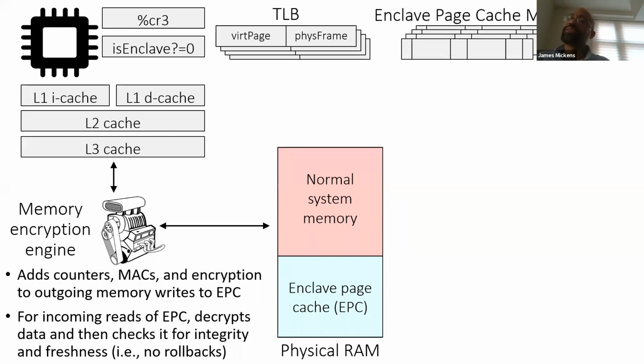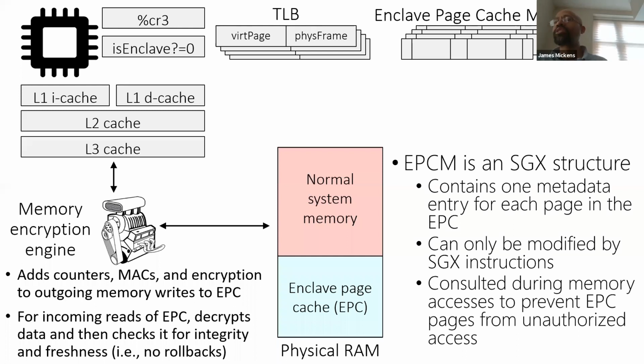SGX also adds this hardware-based data structure called the Enclave Page Cache Map, the EPCM. This EPCM is an SGX structure that's going to contain one entry for each page in the EPC. The EPCM can only be modified by SGX instructions. That's important because the EPCM is going to contain a lot of important metadata, like which enclave a particular EPC page belongs to. The EPCM is also consulted during memory accesses to prevent EPC pages from being read or written by people who shouldn't be able to read or write those pages.